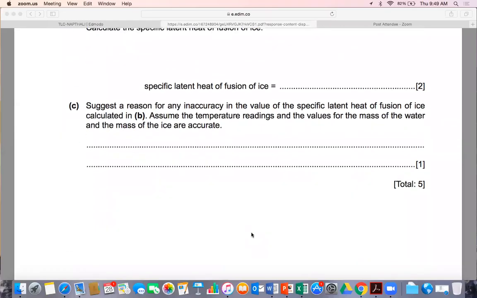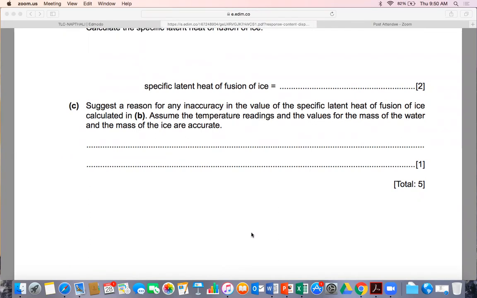Suggest a reason for an inaccuracy in the value of specific latent heat of fusion of ice calculated in B. So there is an inaccuracy in the value. Assume the temperature readings and the values for the mass of water and all that was accurate. So assuming that when I read the temperature and I used the thermometer properly, I calculated the mass of the water and ice out correctly. But why will there be an inaccuracy in the value?